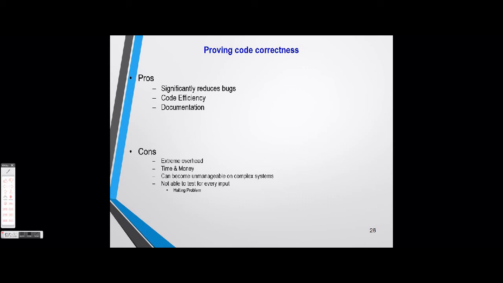So what are the pros of doing it? Well, it significantly reduces bugs if you're able to correctly write a proof. Well, in order for that proof to be correct, there can't be any bugs in it. So that should eliminate the vast majority of them. Also, it can pretty easily give you some ways to improve the efficiency of your code. And of course, that proof itself is pretty good documentation.